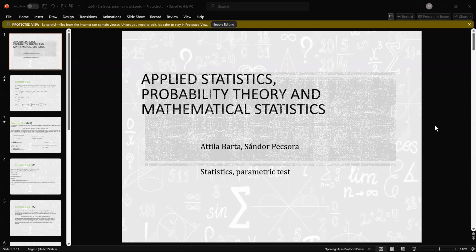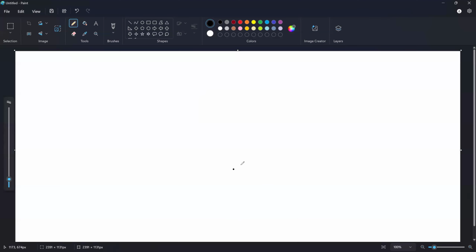Now we will talk about Lab 8, which is about statistical tests. Just a short introduction to how this statistical test stuff works. Now we have statistical tests. There are two types of statistical tests.